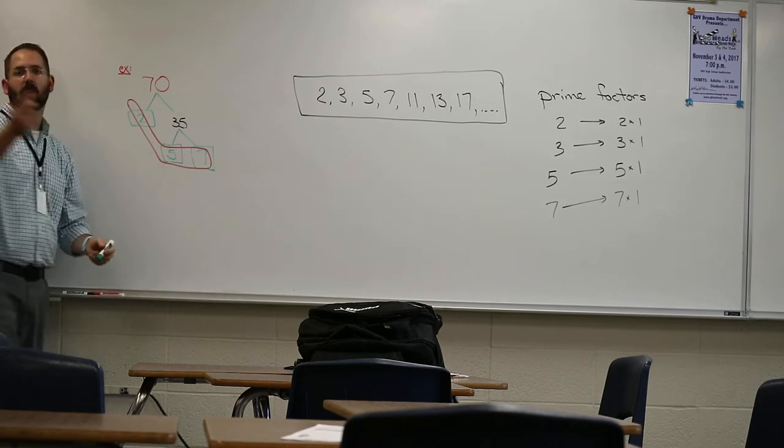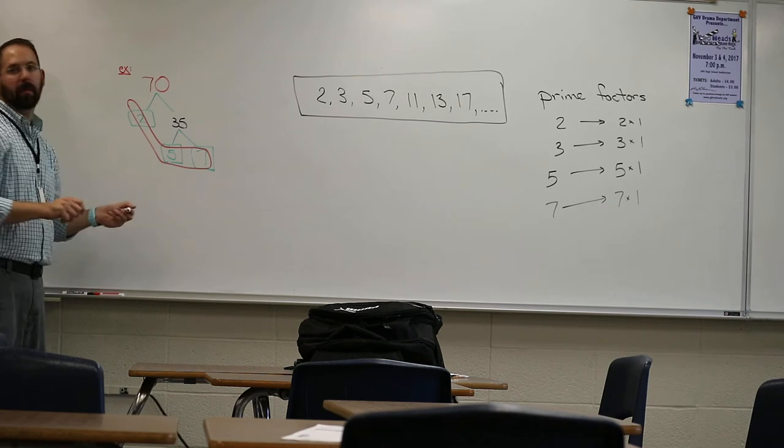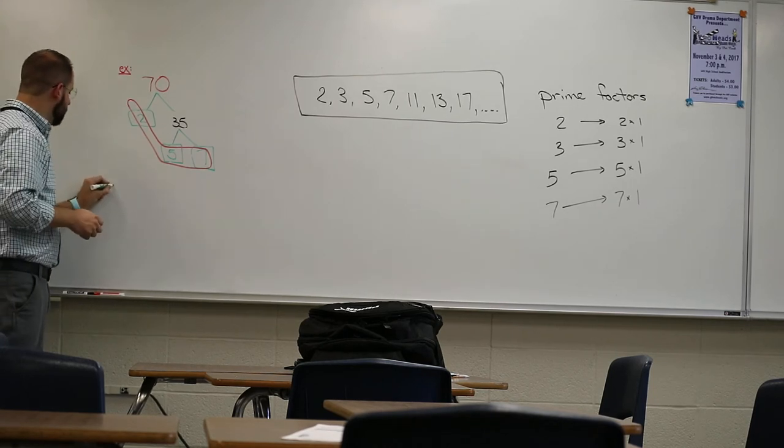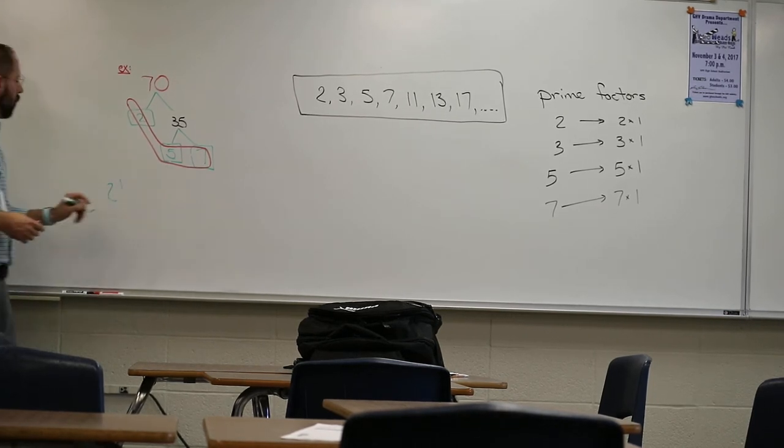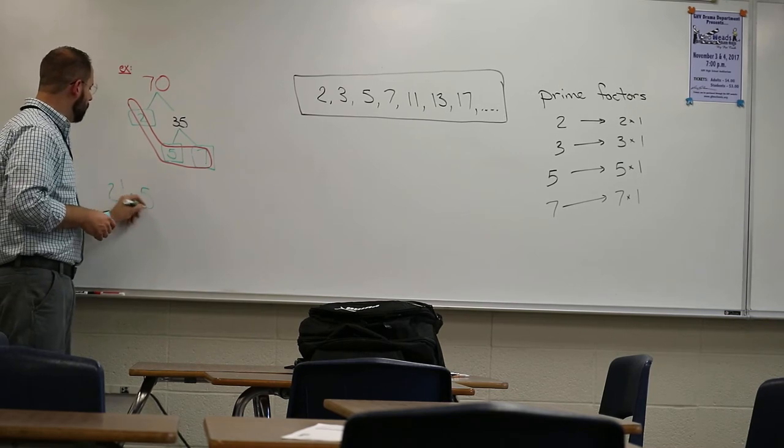Now, how many 2s do I have on my right? One. I have one. So there's one 2, so you put a little power, 1, on there. How many 5s do I have?